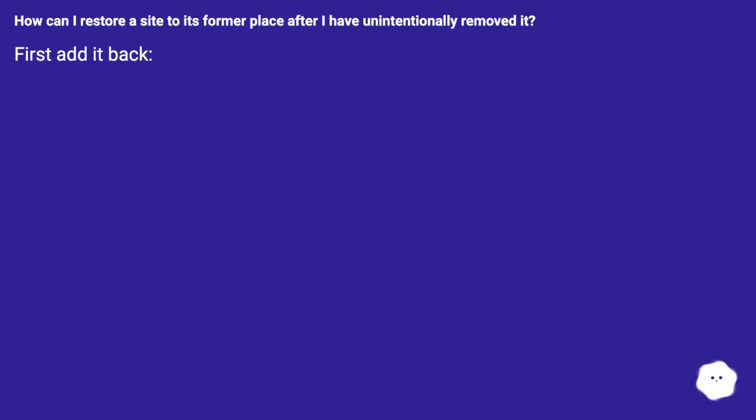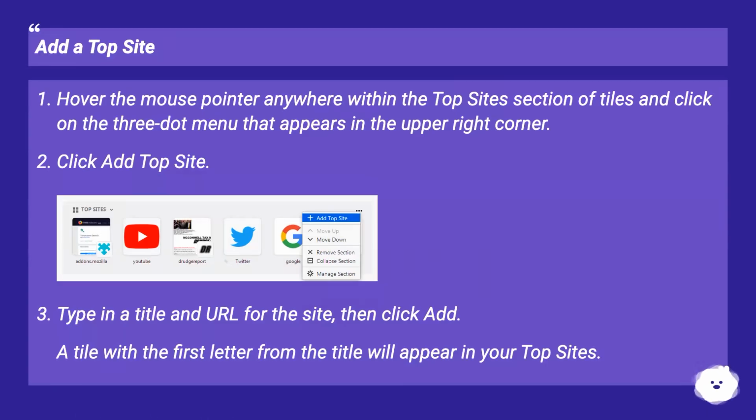How can I restore a site to its former place after I have unintentionally removed it? First, add it back. At a top site, hover the mouse pointer anywhere within the top site section of tiles and click on the three-dot menu that appears in the upper right corner. Click Add Top Site. Type in a title and URL for the site, then click Add. A tile with the first letter from the title will appear in your top sites.